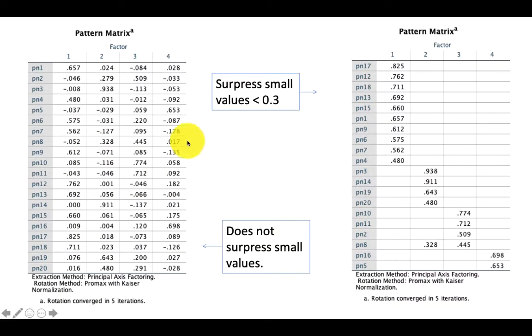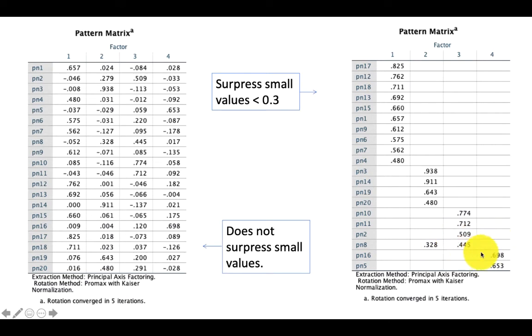So this is what's going to happen if you don't suppress small values. It's really hard to read. You have to look at all of the numbers. But when we suppress smaller values, it's nicer for you to interpret. As you can see here, items PN17, PN12, PN18, 13, 15 seem to load under factor 1, and the rest seem to load under factor 2, factor 3, factor 4.